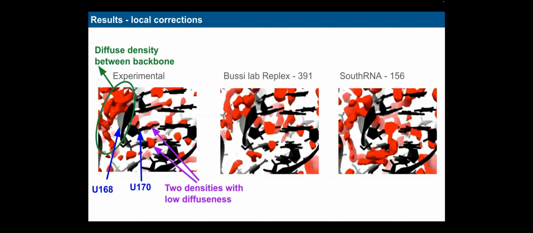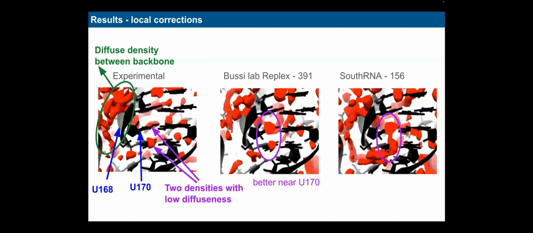We have two densities in this U170 region that are quite ordered, so we don't see very much diffuse density around them. And then in this backbone region where it kind of loops around, we have a very large diffuse density between the backbones. So what did the two groups you'll be hearing from today do in these regions?